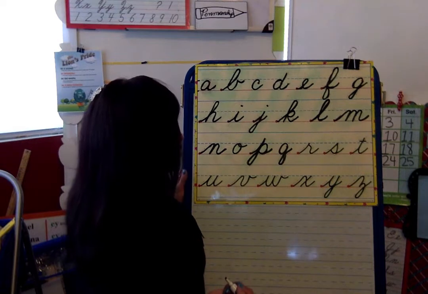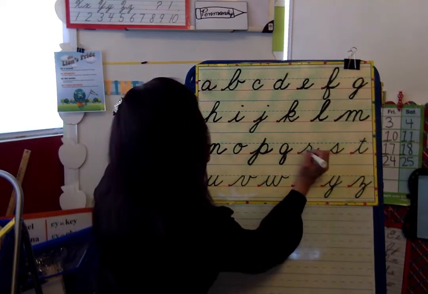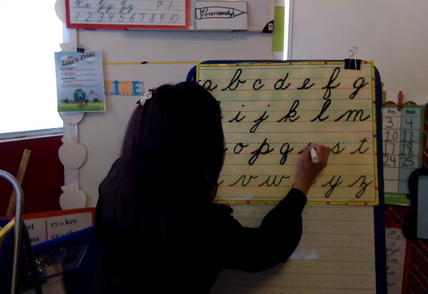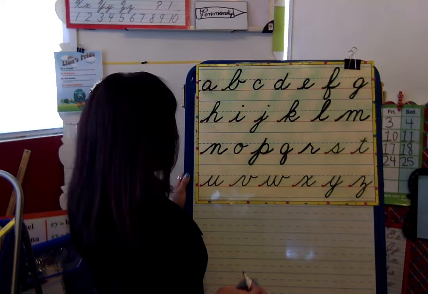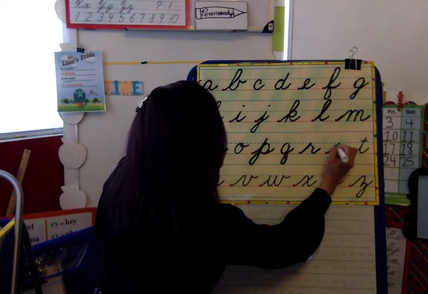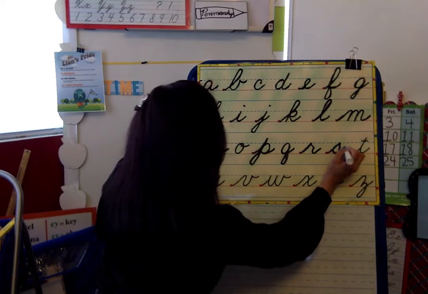Okay, letter R. Start at your last line, go up, go a little down, to the side, down, stop. Okay, letter S. Go, dotted line, come back down, up, smiley.